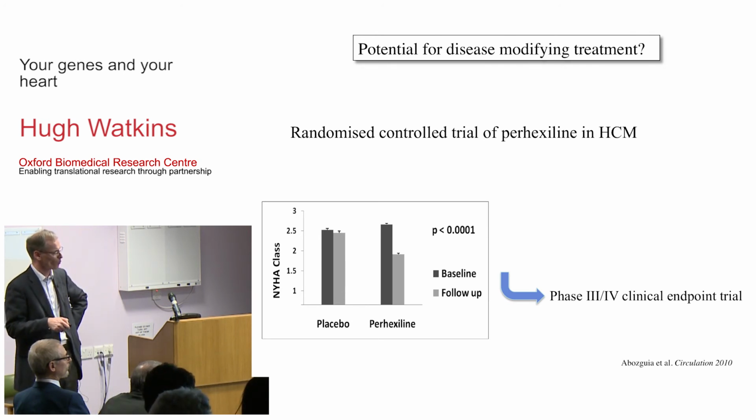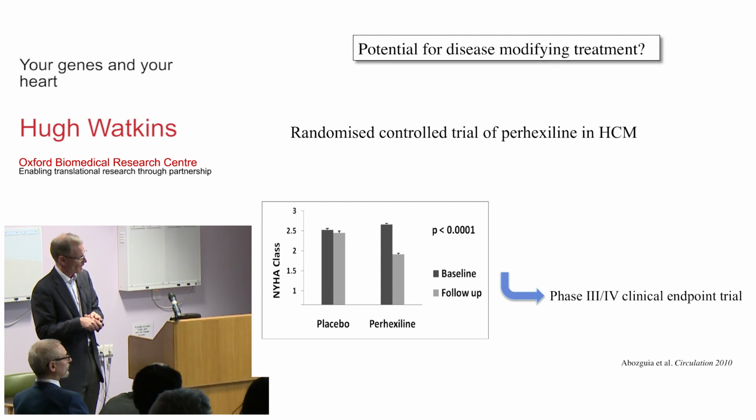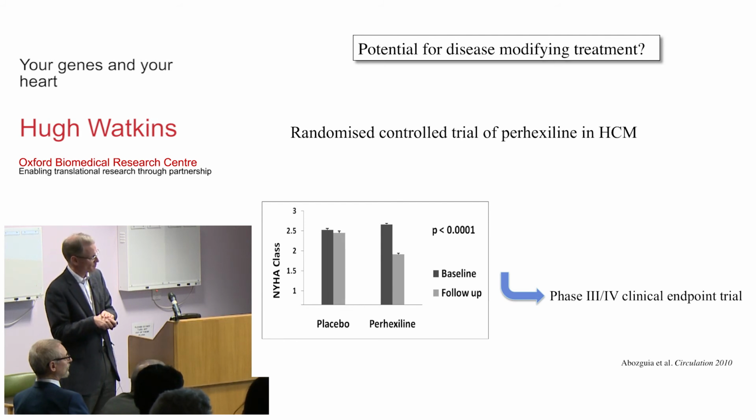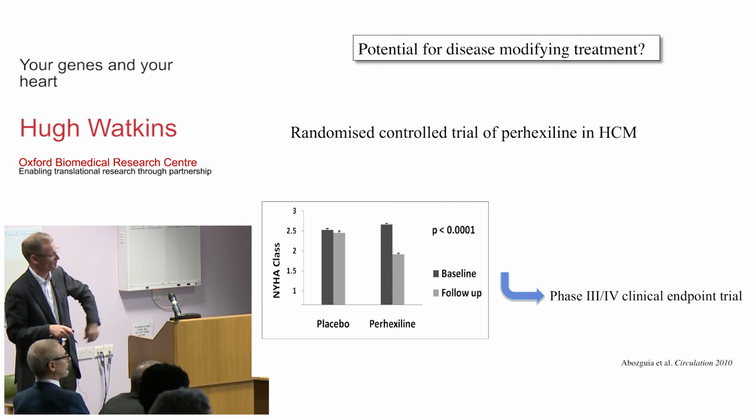So we did a small BRC-funded mechanistic study in Oxford and other centres where we took patients and we asked how many symptoms they have. This is a measure of symptoms. And we did a before and after. And on the dummy pill, they have the same level of symptoms, which is moderately bad. And the patients get radically improved on the perhexiline. And this is actually the best result of any treatment that's ever been used in this condition.